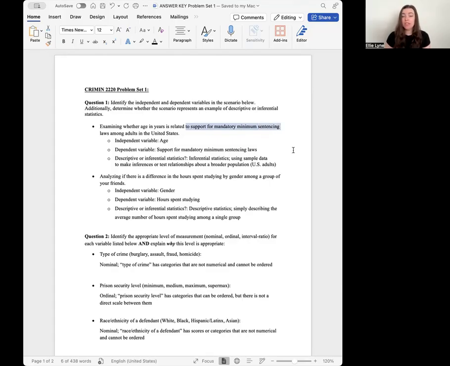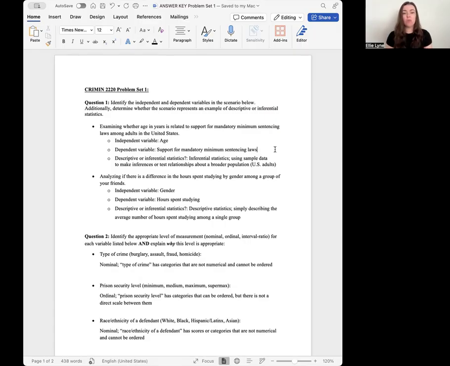Just to keep in mind these two variables, one thing that I noticed on quite a few of your responses, and something I definitely made a note on if you had this, was specifically the variable here is support for mandatory minimum sentencing laws. If you just said mandatory minimum sentencing laws, that is incorrect because there's no way for us to actually measure mandatory minimum sentencing laws. Specifically, it's whether or not an individual supported the use of mandatory minimum sentencing laws or not.